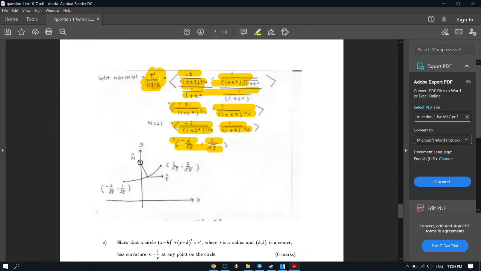Okay, for the sketching, this is the point when t is equal to 2 of unit tangent, and this is the point of unit normal when t is equal to 2. And the curve will be like this, and the unit normal will be upward, and unit tangent will be something like this.